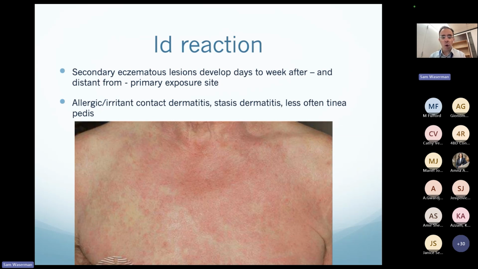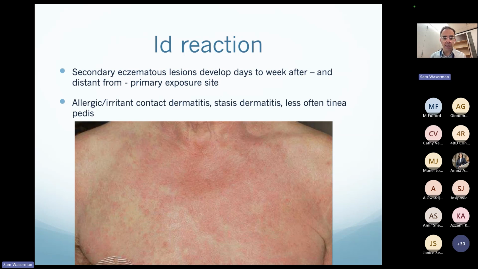In older adults, stasis dermatitis is more often implicated, and less often tinea pedis. In people who have two of those things, so allergic contact dermatitis and stasis dermatitis, for example, 2/3 of them can evolve into an ID reaction, and basically it will just look like a diffuse sort of eczematous eruption.